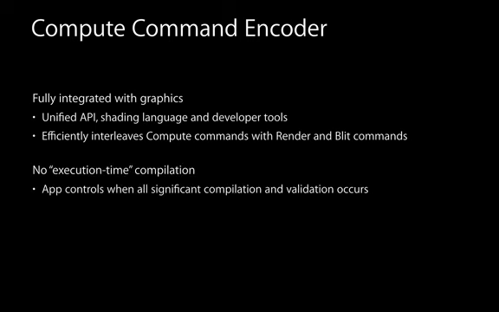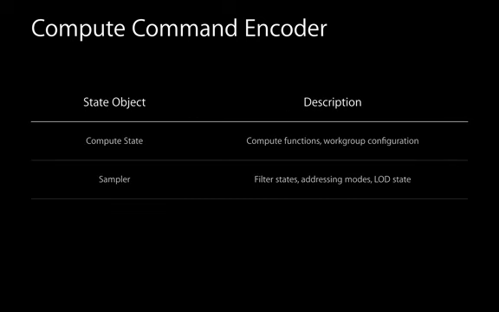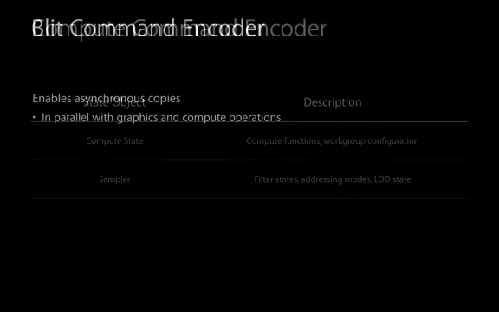Similarly to graphics, there's no execution time compilation with the compute operations. You control exactly when these expensive compilation activities will occur. And probably a little bit different from how graphics looks in Metal, there's very little state in the compute command encoder. There's some state for specifying exactly which compute kernels you're going to be using and how you're going to configure workgroups. And that's pretty much it. If the compute command encoder seems simple, that's because it is.